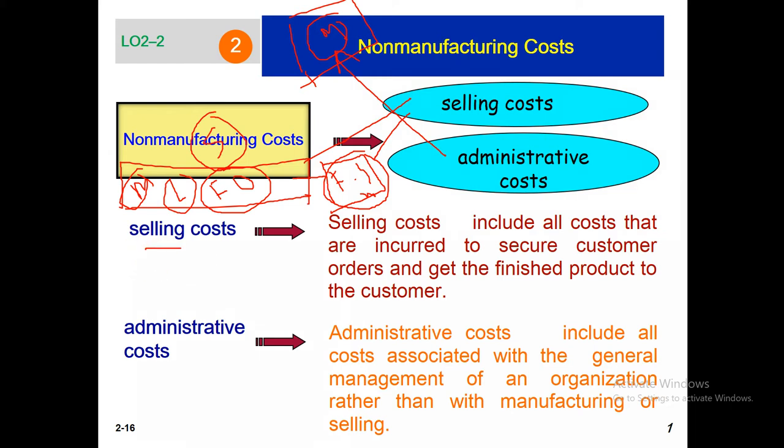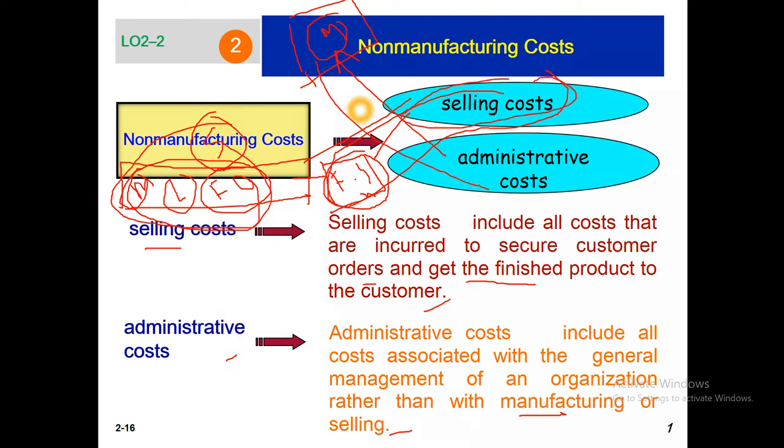Selling cost includes all costs that are incurred to secure customer orders and get the finished product to the customers. And administrative cost includes all costs associated with the general management of an organization rather than manufacturing or selling. This is our manufacturing cost, three types, and this is our selling cost. Other than manufacturing and selling, all cost is included in our administrative cost.